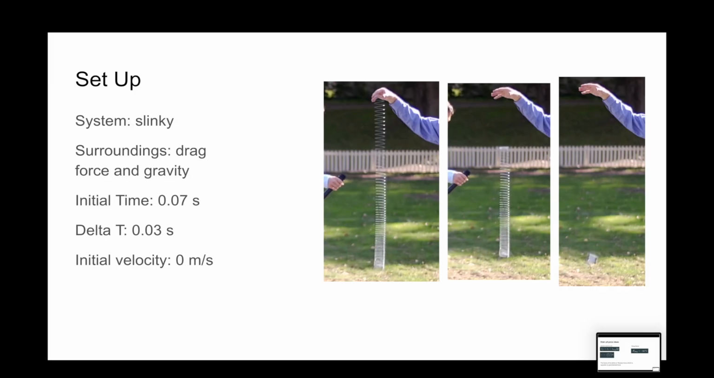The screenshot on the left is when the Slinky was first released. The screenshot in the middle is when the Slinky was halfway contracted, and the screenshot on the right is when the top of the Slinky finally caught up with the bottom of the Slinky. The initial time was 0.07 seconds, delta t was 0.03 seconds. Each snapshot from Tracker was taken in that interval, and the initial velocity at the bottom of the Slinky was 0 meters per second.